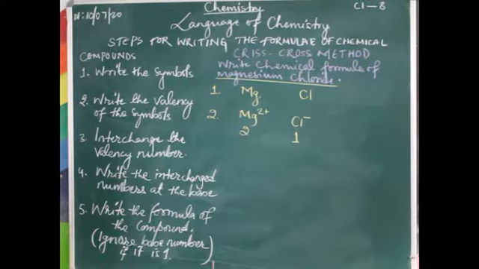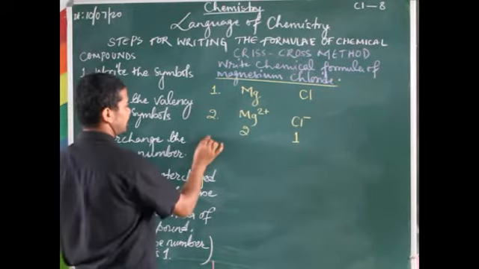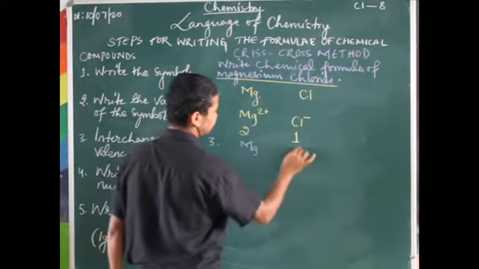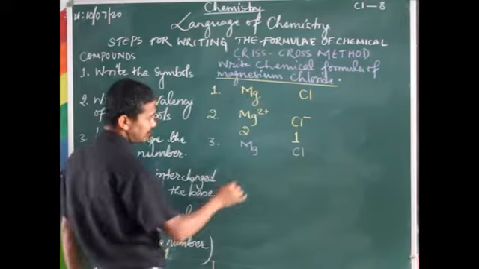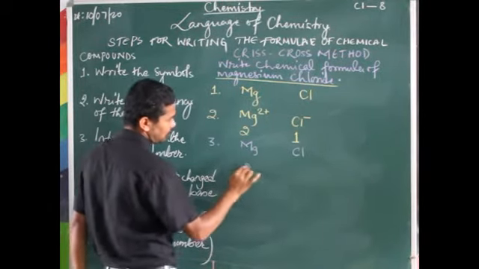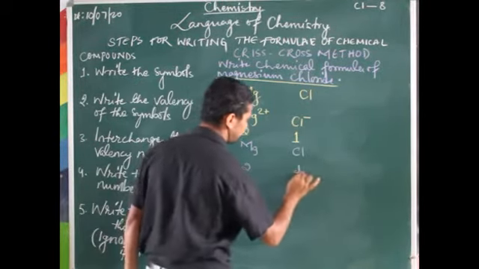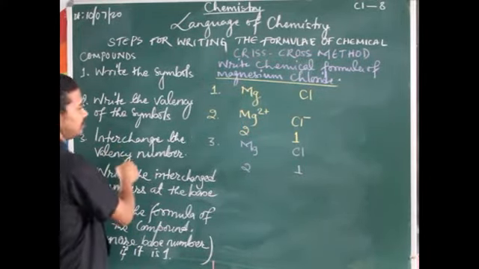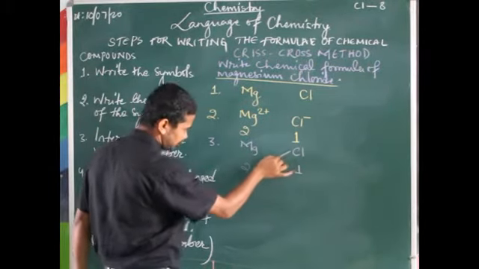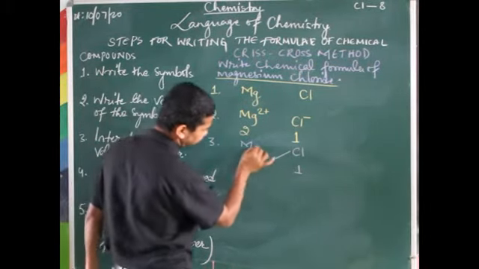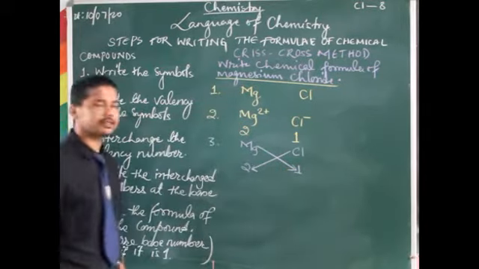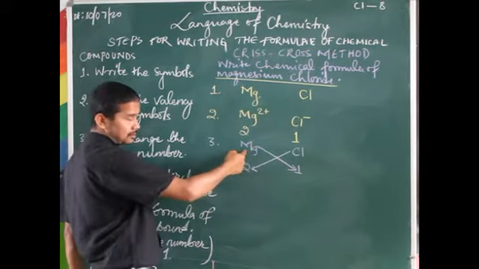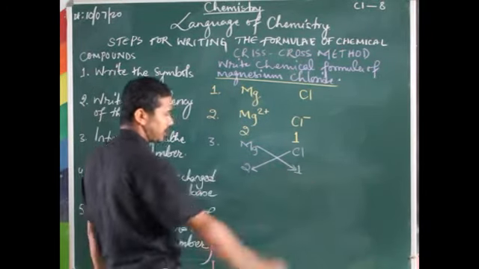Then interchange the valency number. Now third step, what will you do? In the third step you write here simply magnesium only and here Cl only. Then their valency: magnesium 2, chlorine 1. Now you have to interchange the valency numbers. That means criss-cross. So this 1 comes towards magnesium and this 2 goes towards chlorine.